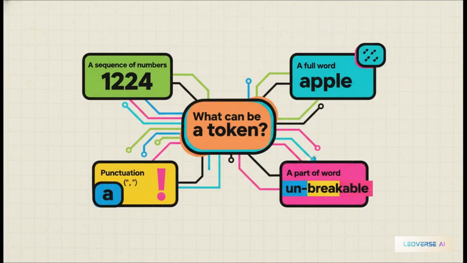So what counts as a token? Well, pretty much anything. It can be a whole word, like apple. It can be just a piece of a word, like "un" or "breakable." It can be a single letter, a comma, an exclamation point, or even a string of numbers. It's this crazy flexibility that lets the AI understand basically any text you can imagine.